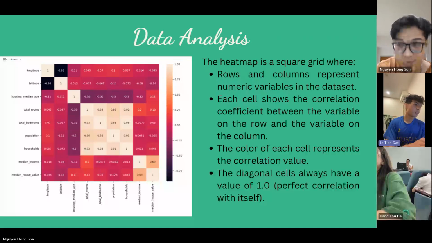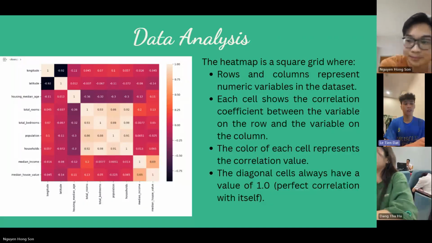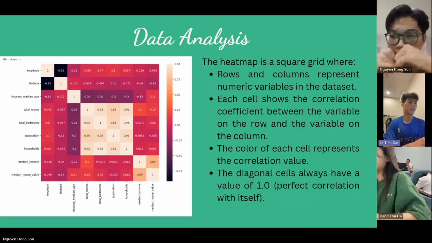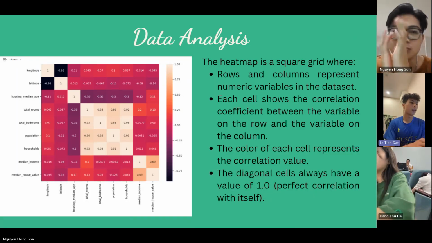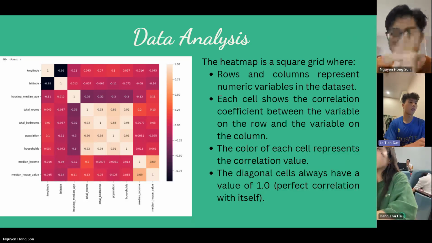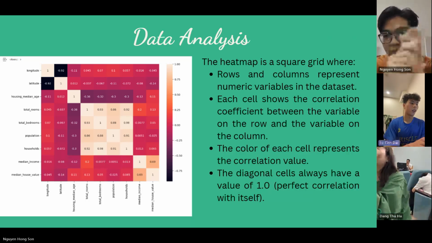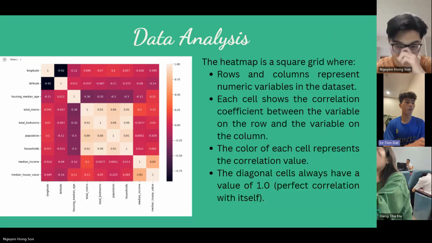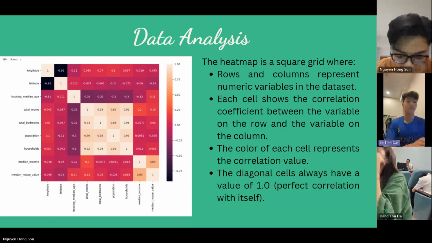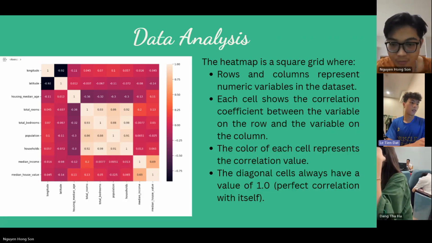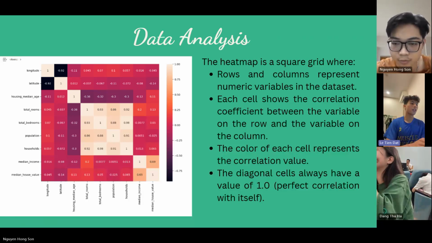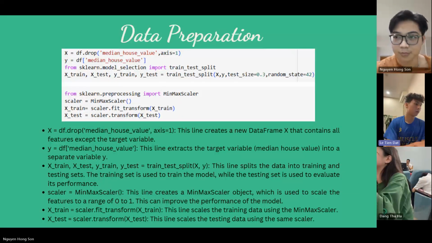Okay, and this is an example of the heat map. In this heat map, rows and columns represent numeric variables in the datasets, and each cell shows the correlation coefficients between the variable on the row and the variable on the column. The colors of each cell represent the correlation value. The diagonal cells always have a value of 1.0, a perfect correlation with itself.